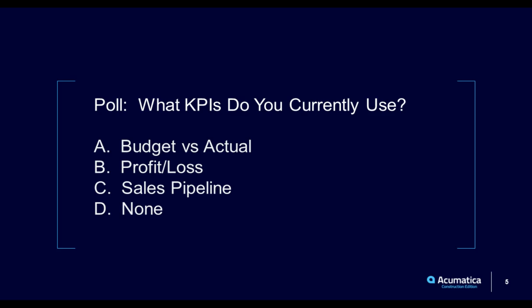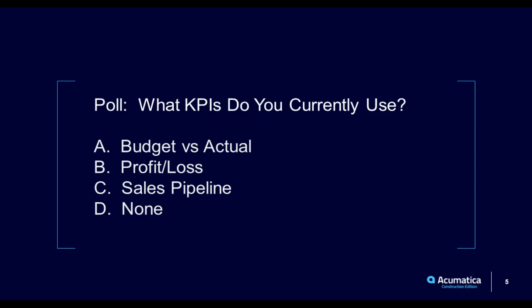All right, I'm starting to see the answers starting to come in. So it looks like, and we're going to wait just a little bit longer, but it looks like the majority of our KPIs that are currently being used are budget versus actual, which makes quite a lot of sense, followed closely by profit and loss. Sales pipeline coming in third right now, and none being fourth, but still quite a high percentage. Over 5% of you, almost 6% of you are saying that no KPIs are currently used in a business.